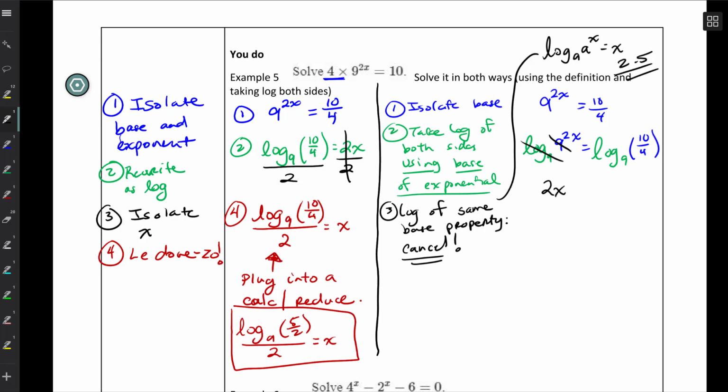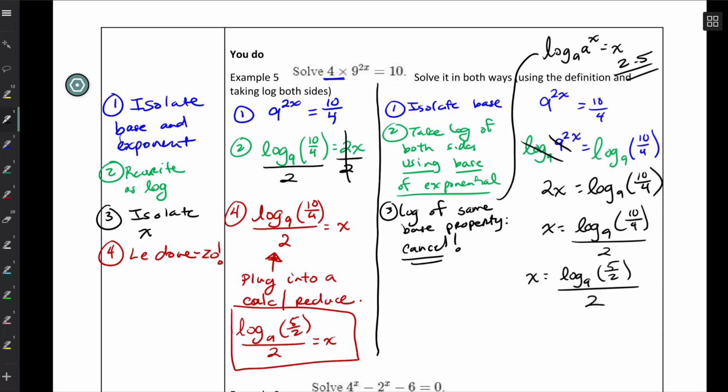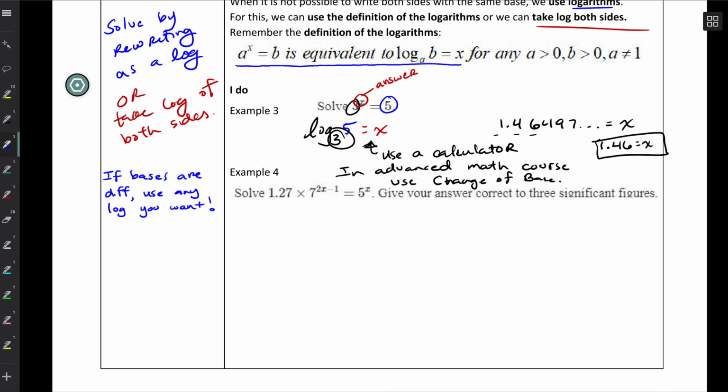So now we have 2x equals log base 9 of 10 over 4. But doesn't that look familiar? It's the exact same thing we had over here. So it's maybe doing one more step, but it's still the same idea. Divide both sides by 2, and we get our same results. You can write the exact answer if you want, or you can evaluate it in a calculator. Since I don't have access to a calculator right now, this is how I'm going to leave it, and here is my answer.